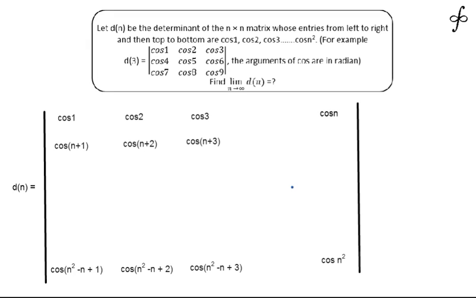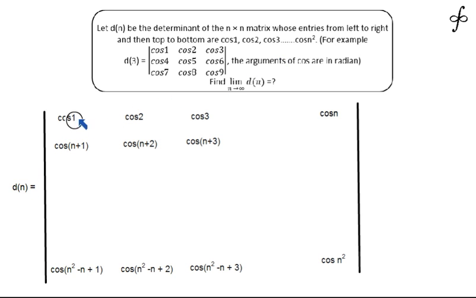Let's discuss this determinant question, and the question was a pretty easy one. Let Dn be the determinant of the n cross n matrix whose entries from left to right and then top to bottom are cos 1, cos 2, cos 3, up to cos n square. This is the structure of the Dn determinant.